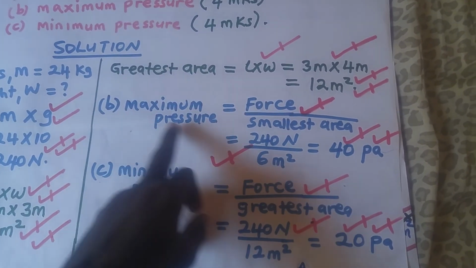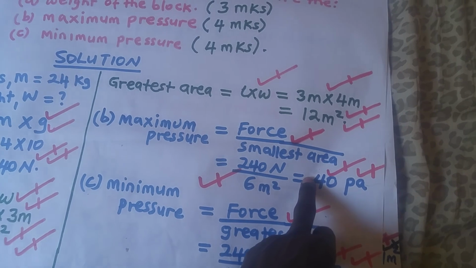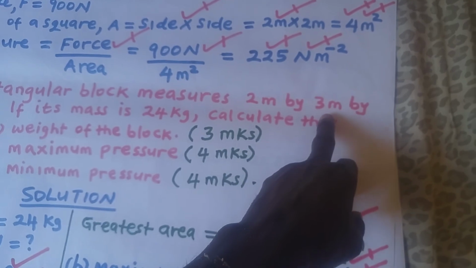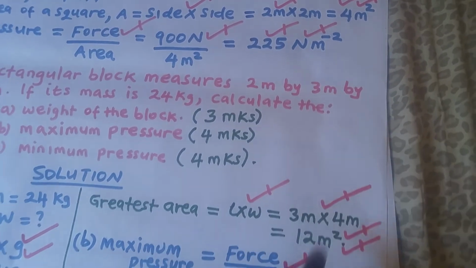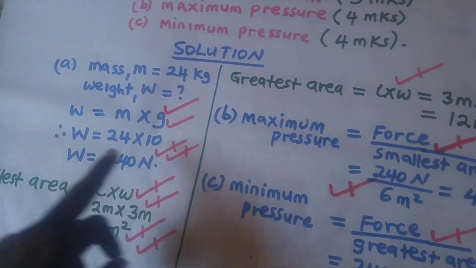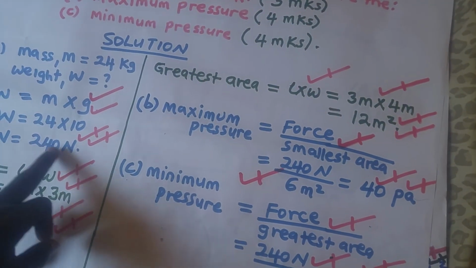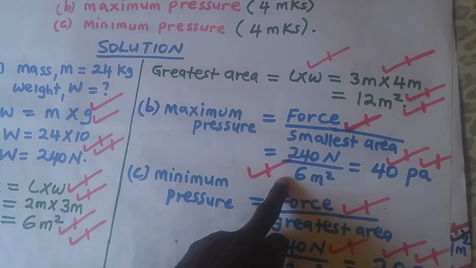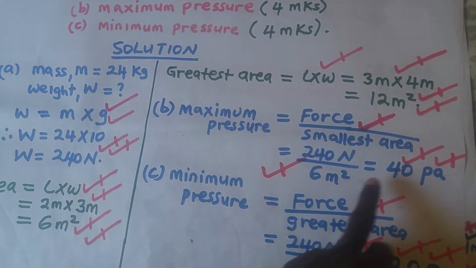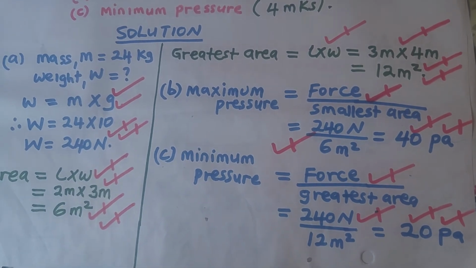Then for the maximum pressure, you use the smallest area. What is the smallest area? Let's go back here. The smallest area will be 2 times 3, which will be 6. So we shall divide the force, which we got as 240 here. The force is the same as the weight. And then we divide by the smallest area, which is 6. And our answer becomes 40. And after writing 40, the SI unit of pressure is supposed to be pascals. You either use the pascals or use newtons per meters squared.